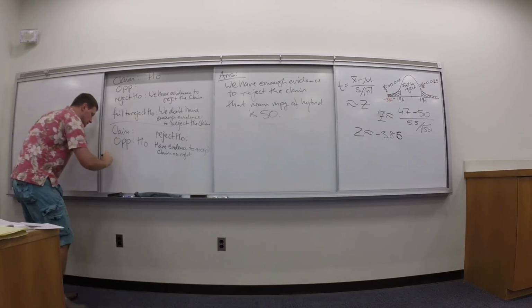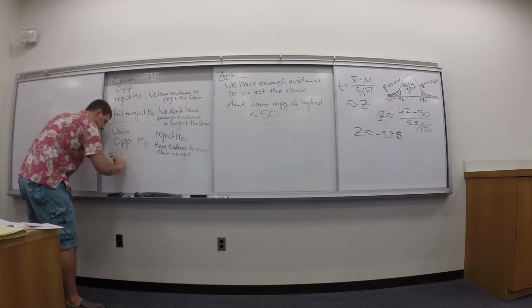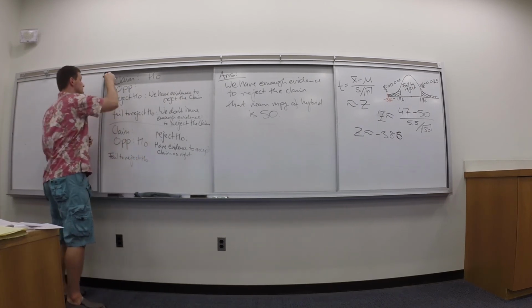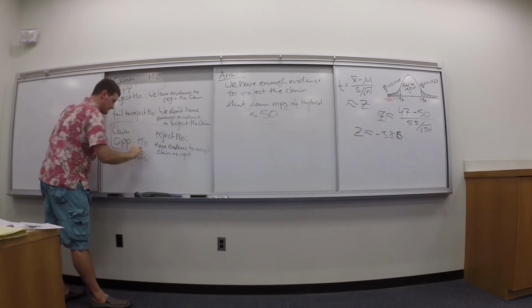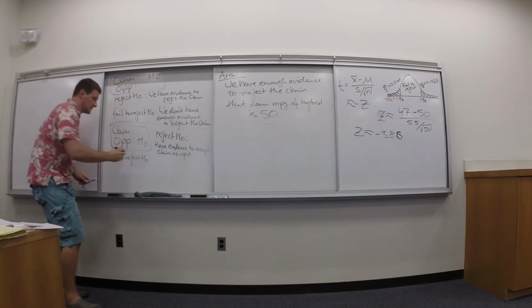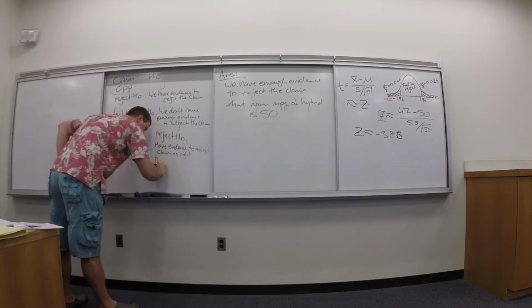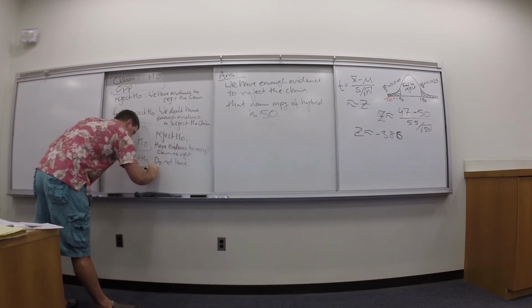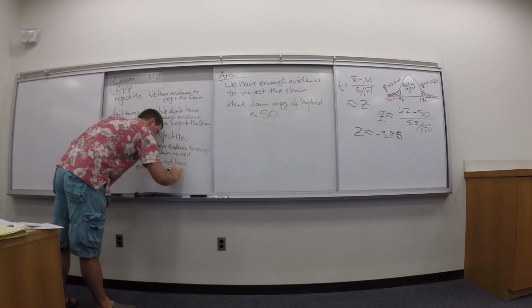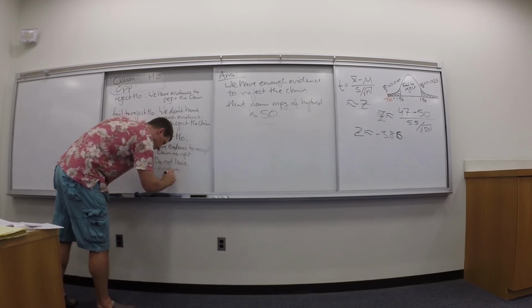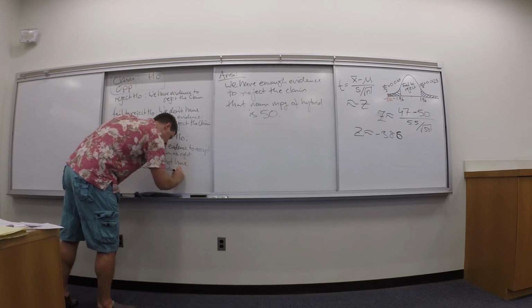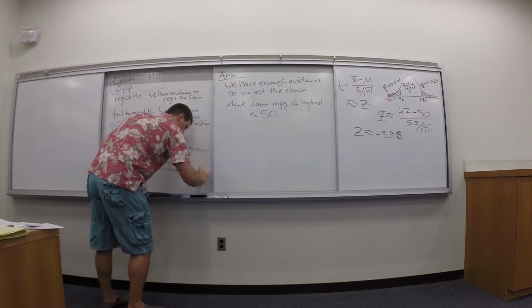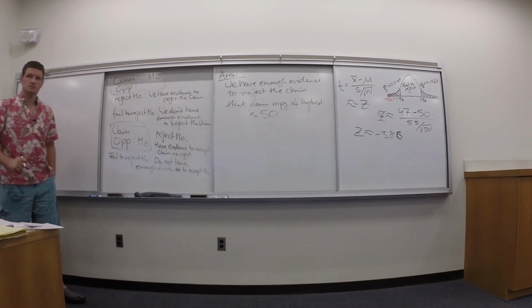On the other hand, if you fail to reject H sub 0, then you say we do not have enough evidence to accept H sub 0. So we have two choices.